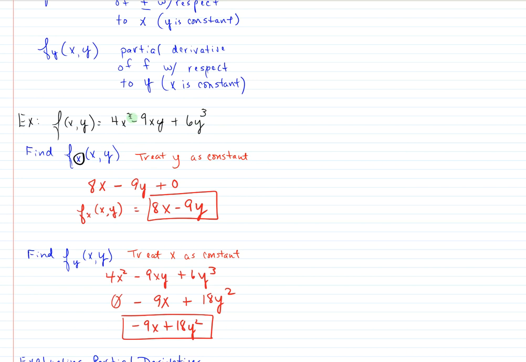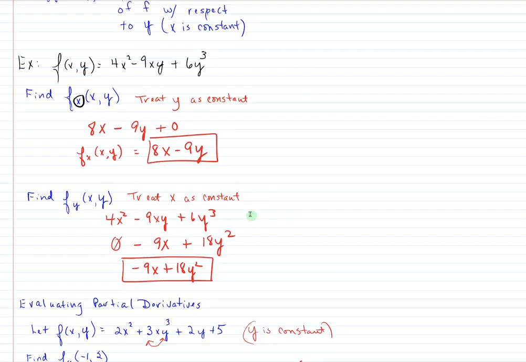So over here, take the derivative of 4x squared. That's 8x minus, now we've got 9xy. y is a constant, so it kind of hangs out with the 9. So the derivative of plain x is just 1, or the number that's there. So that's negative 9y, because y is considered a constant. It just gets to hang out with the 9. And then this whole derivative is 0. So the total answer for that is 8x minus 9y.